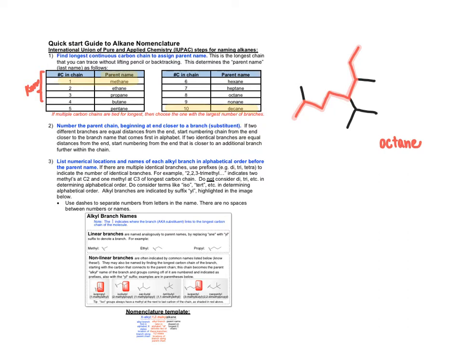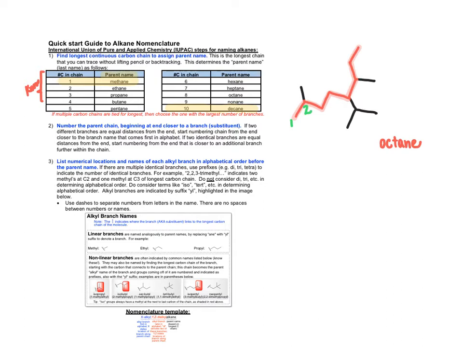So we found the longest carbon chain in step 1. Now in step 2, we number the parent chain beginning at the end of the chain that is closer to a branch. So we'll number this chain at the end closer to where a branch comes off. Remember, our branches are in black. Those are the parts of the molecule that we haven't accounted for in our longest carbon chain. So starting from the left end, the first branch comes off at carbon number 2.